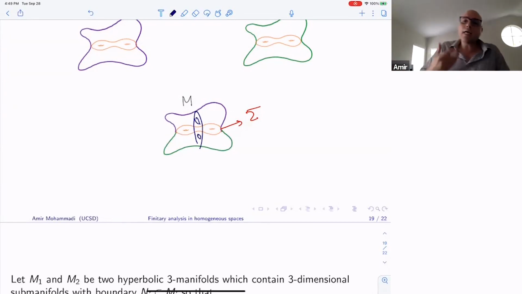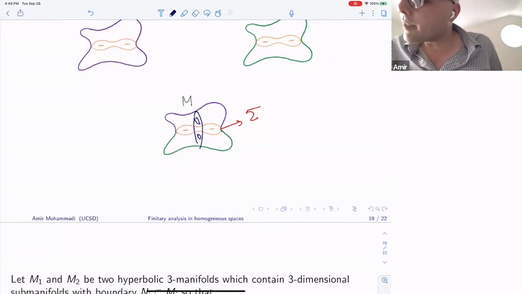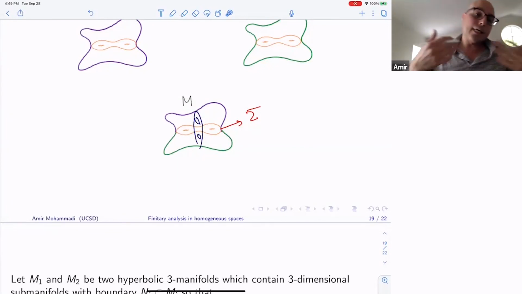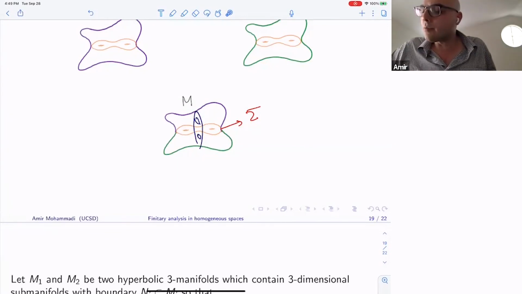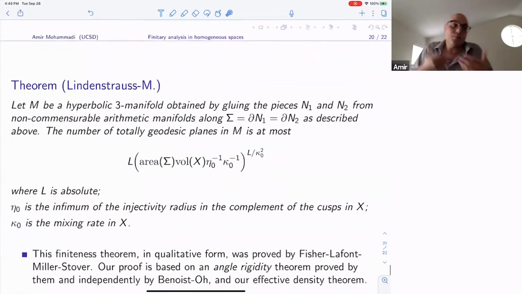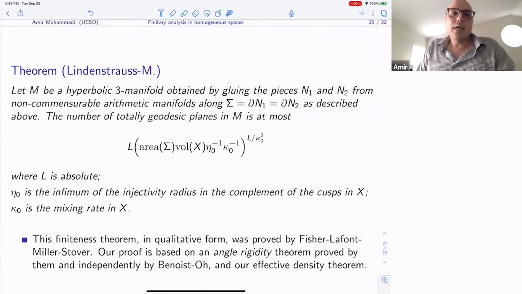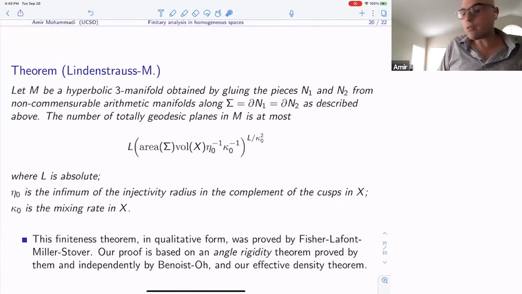Using this and the equidistribution result, that's the density result that I mentioned, we can bound how complicated this can be. We can bound the volume of this, and then if you bound the volume, then you have a bound on the number of planes, again based on the same principle that periodic orbits repel each other. You can't have periodic orbits that get very close to each other.